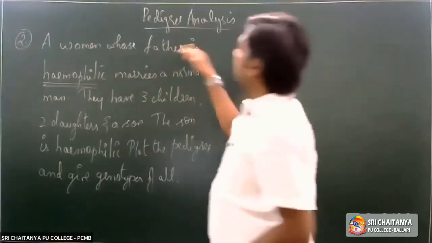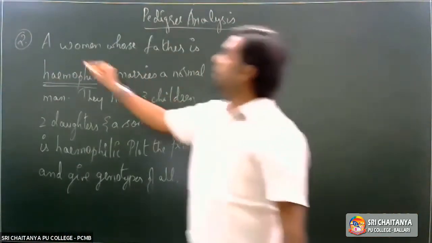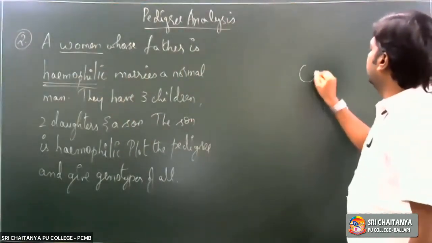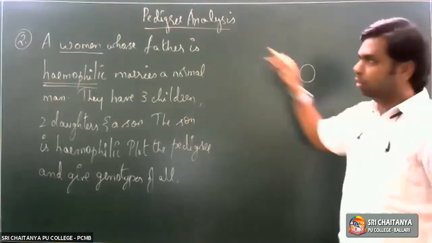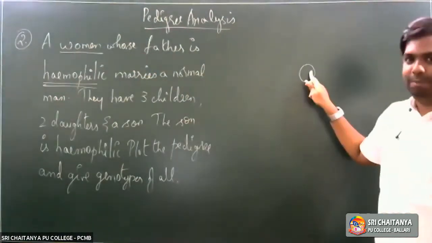A woman whose father is hemophilic marries a normal man. Right. So our starting point here is the woman. How do we denote a woman? A woman is denoted by a circle, an empty circle. This woman is normal. They have not said anything about the woman, so it would be an empty circle.